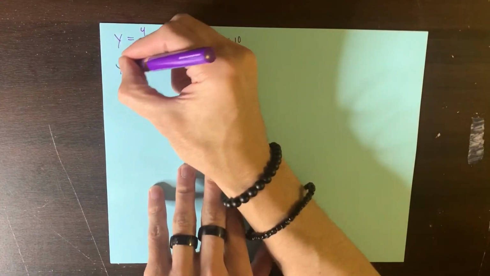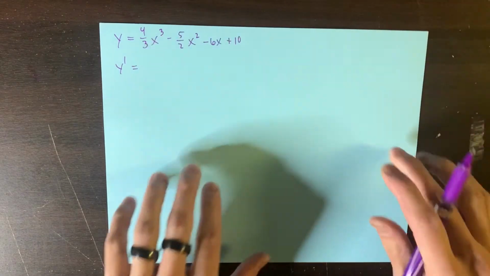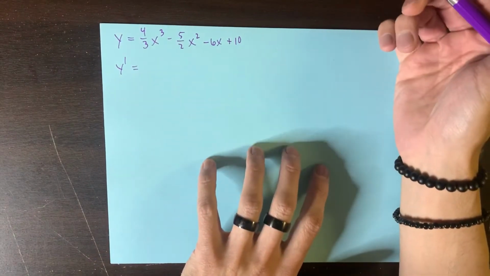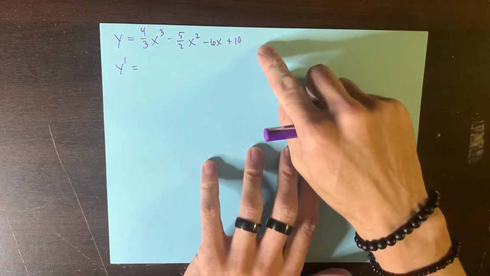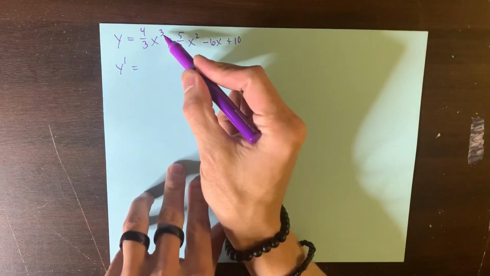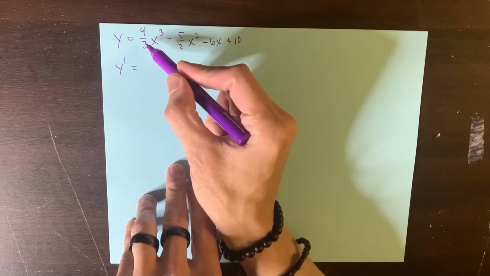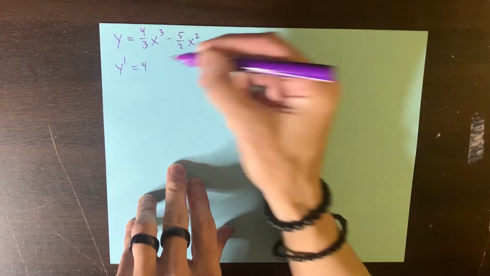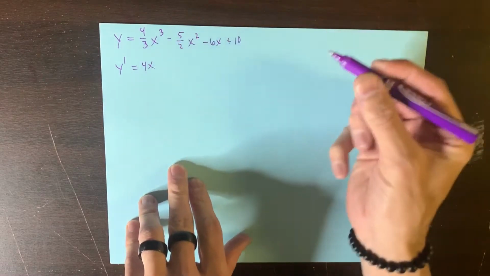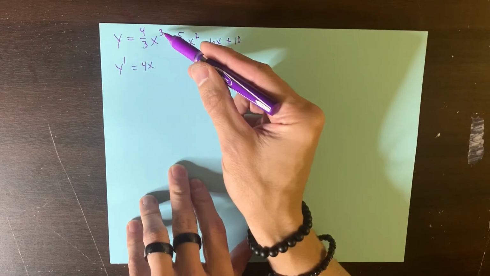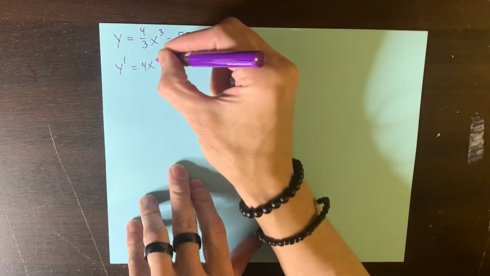So the derivative, you can call it y prime. And then remember the power rule, how to find the derivative term by term. What you do is you take the exponent times the coefficient. 3 times 4/3 is going to be 4. And then you keep the letter. And then you subtract 1 from the original power. It's going to be a 2.